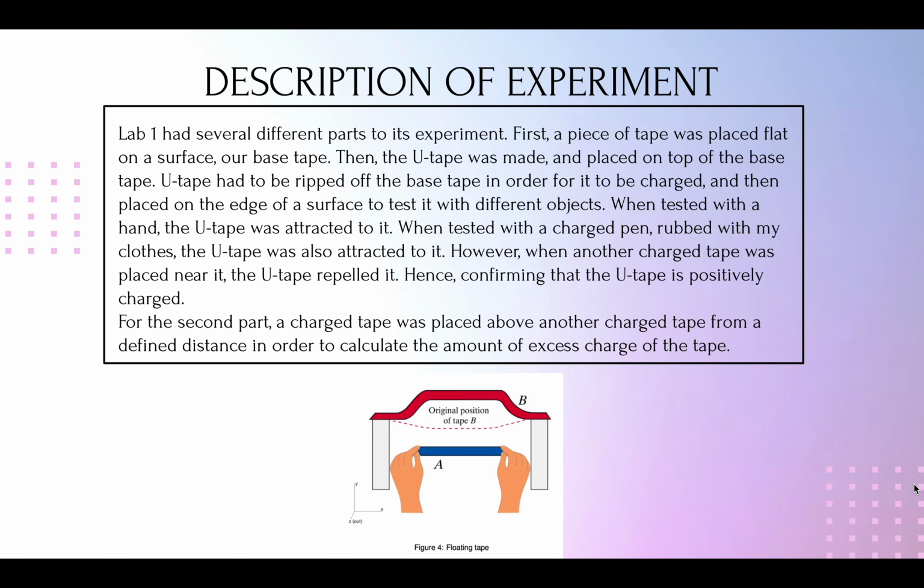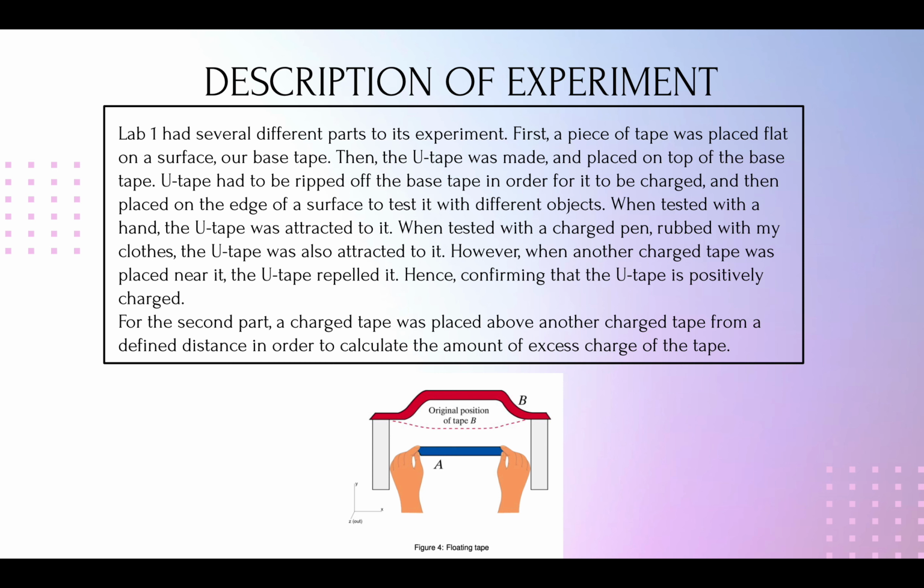This is the description of the experiment. Lab 1 had several different parts to its experiment. First, a piece of tape was placed flat on the surface, our base tape. Then the U-tape was made and placed on top of the base tape. The U-tape had to be ripped off the base tape in order for it to be charged, and then placed on the edge of a surface to test it with different objects.